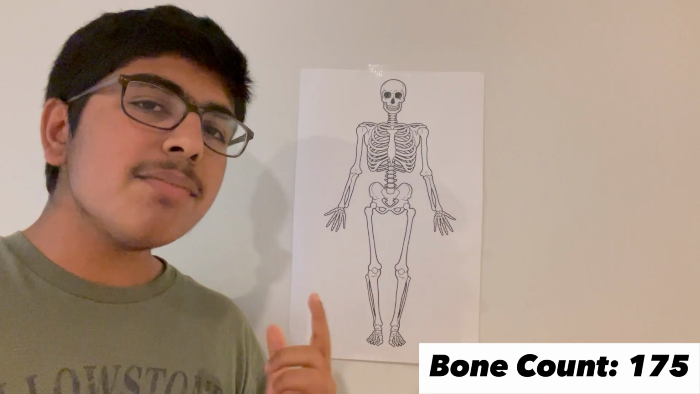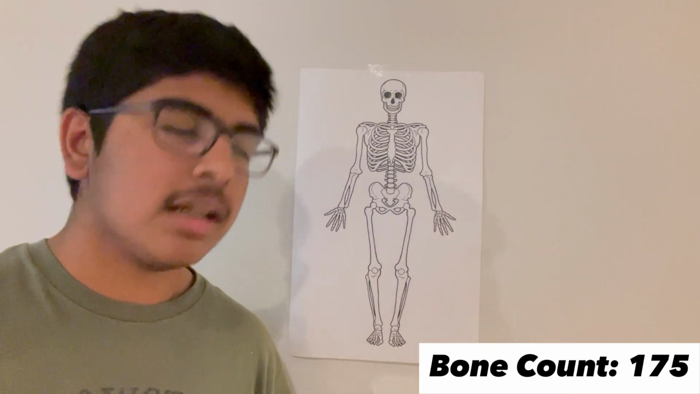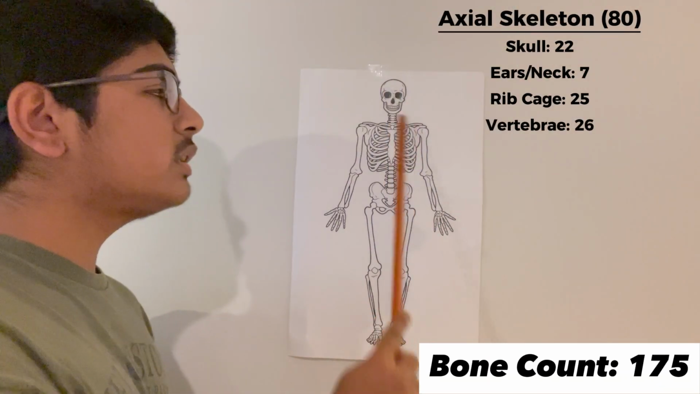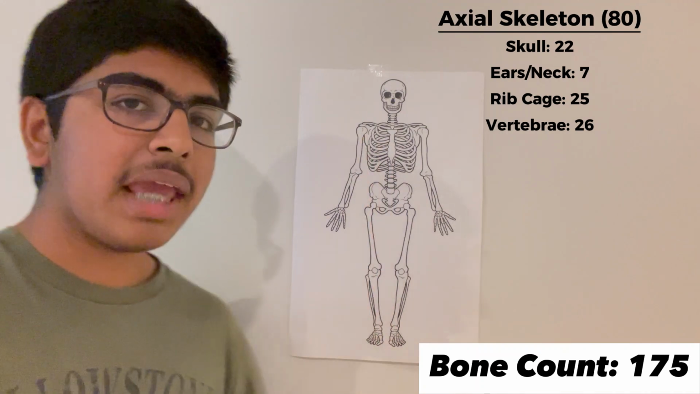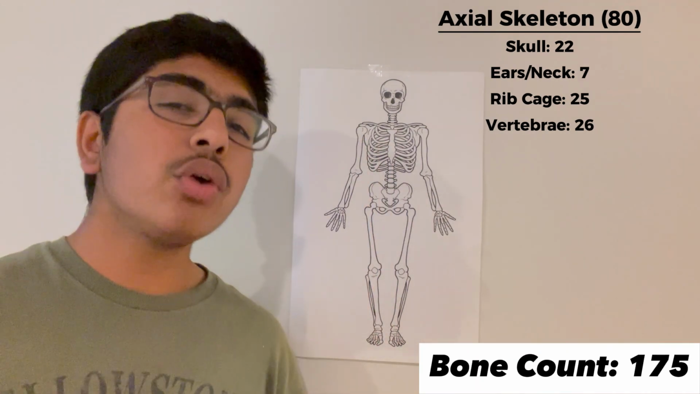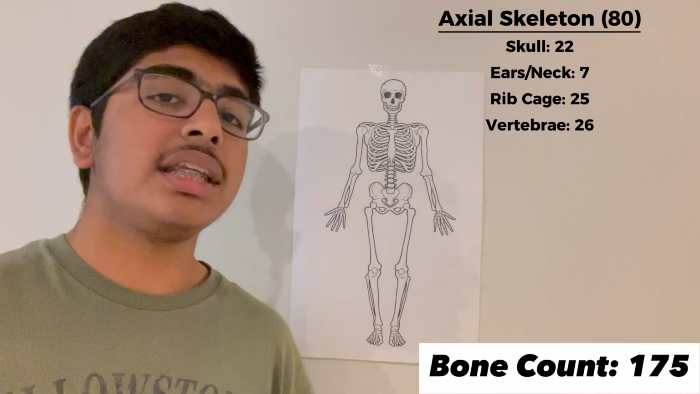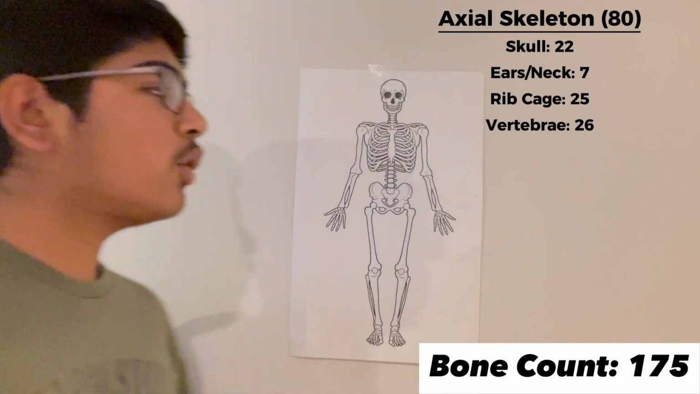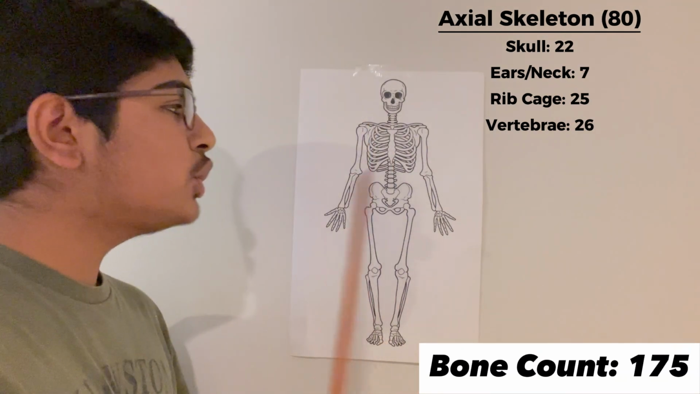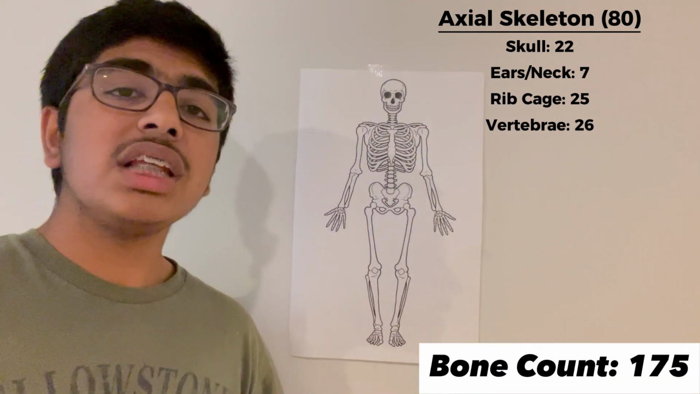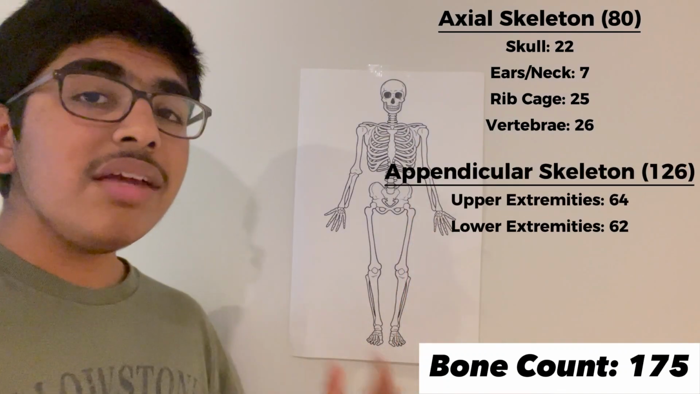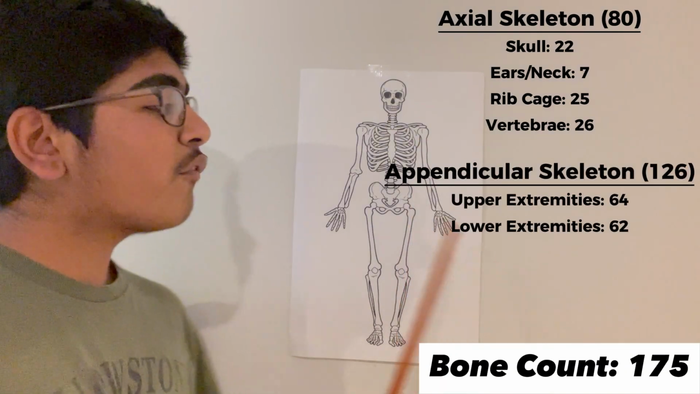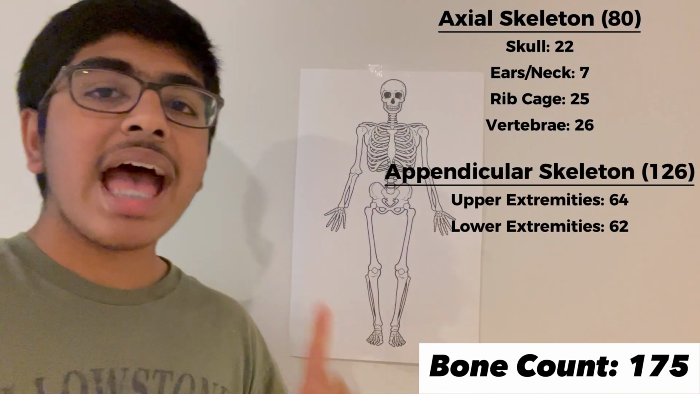Remember that we had 80 bones total in the axial skeleton, comprised of the skull, the ear bones, the neck, the vertebral column, and the rib cage. That leaves us with 126 bones left in the appendicular skeleton. Of those 126 bones, we counted 32 in each arm, meaning 64 in the upper extremities, leaving us with 62 for the lower extremities. And that is what we haven't checked.